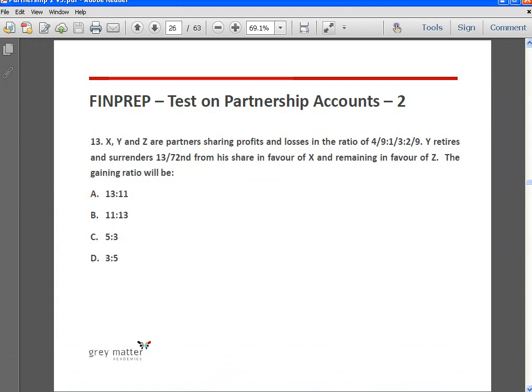Answer is A. Next. X, Y and Z are partners sharing profits and losses in the ratio of 4 by 9 is to 1 by 3 is to 2 by 9. Y retires and surrenders 13 by 72 from his share in favor of X and remaining in favor of Z. Okay, so what is the gaining ratio?